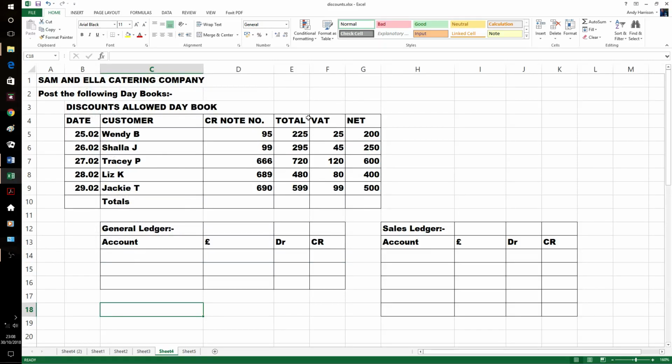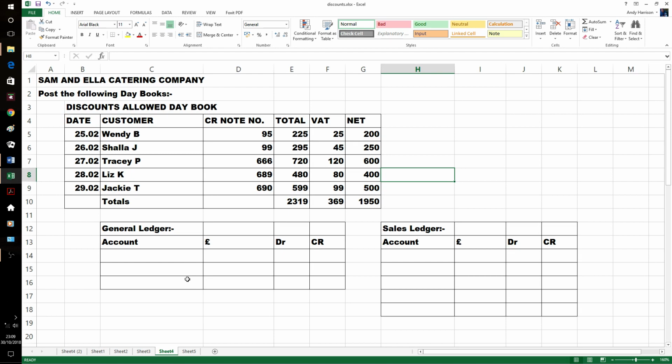So we have our catering company, which is why the VAT isn't all straightforward 20%. And we've got a number of customers who have paid us quickly, therefore they're going to be given or have already taken discounts. So what do we need to do? Well, we need to total them up first. And that's important because it's the totals that get posted like any book of prime entry.